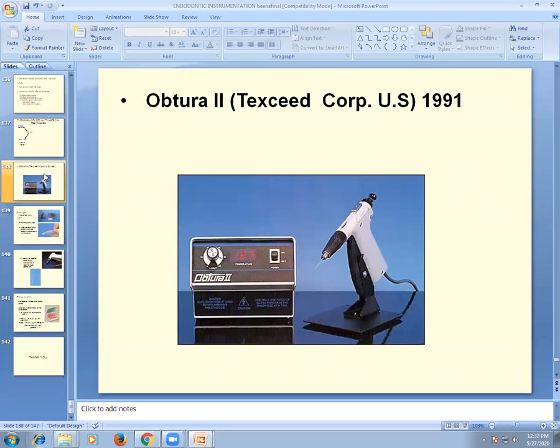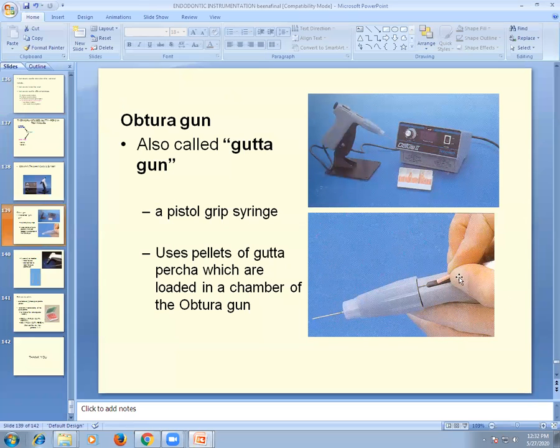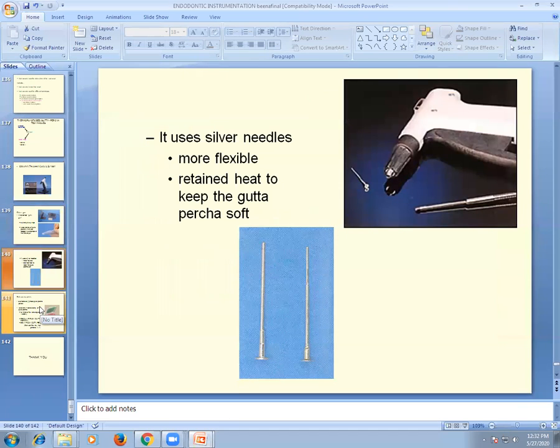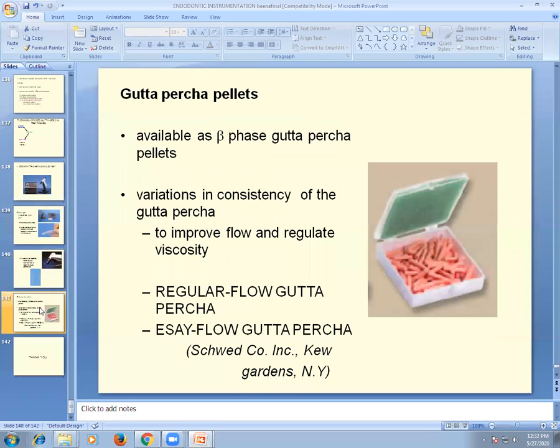This system is the obturator. In this, you insert gutta percha and a fluid gutta percha. It will heat at this part, and the fluid gutta percha will come out of the gun. So that will make the obturation more perfect. These are the gutta percha pellets, which are inserted into the gun, and then the final thing can be sealed off.